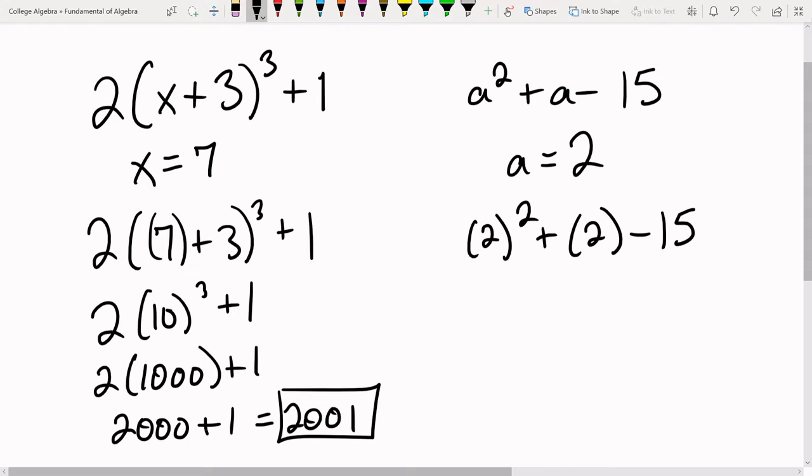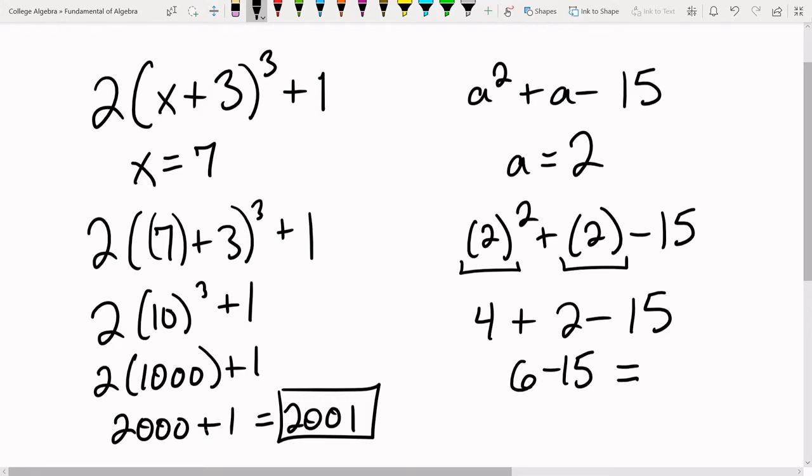Same thing here. We do parentheses first. Now these parentheses don't actually mean anything because there's a single number on the inside, so we don't have to worry about that. Exponents is next. 2 squared is 4. Multiplication and division, there's none of that. And addition and subtraction is the last thing. We go left to right. 4 plus 2 is 6. And 6 minus 15 is negative 9.